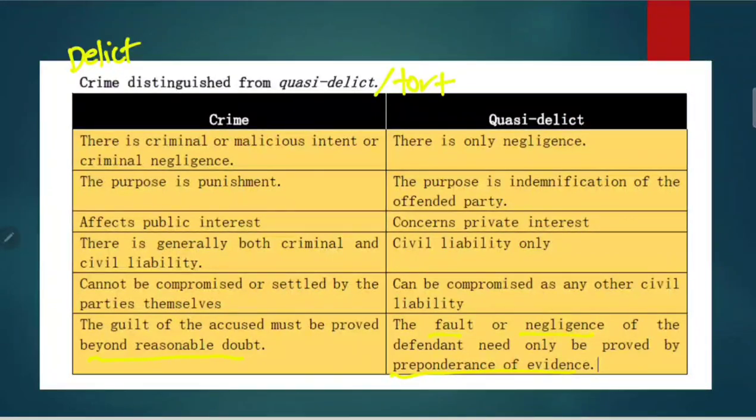So, kapag sa civil cases, dapat mas matimbang yung ebidensya ni complainant kesa sa ebidensya ni respondent. Or more appropriate na term, dapat mas matimbang yung evidence ni plaintiff kesa sa evidence ng kabilang party, which is called the defendant. So, yun yung tinatawag nating preponderance of evidence.